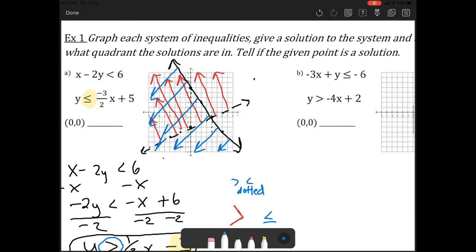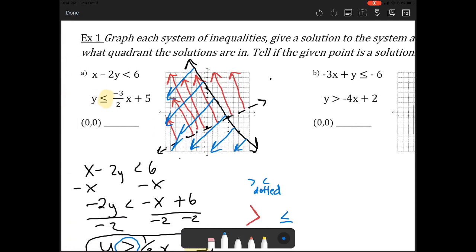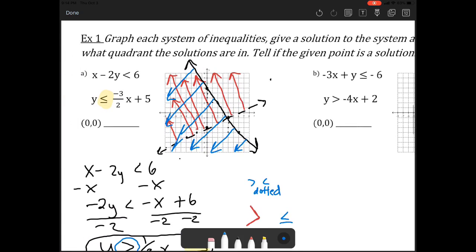So now what we're looking at is we're trying to give a solution to the system. So what that means is I'm asking, is 0, 0 in that solution? Our solution is going to be everything highlighted here in yellow, because that's my place where my two sections overlap. This is where my two inequality shaded areas overlap, is in that yellow. So does 0, 0 fall in that? Well, yeah, it does. So that is a solution to our graph.